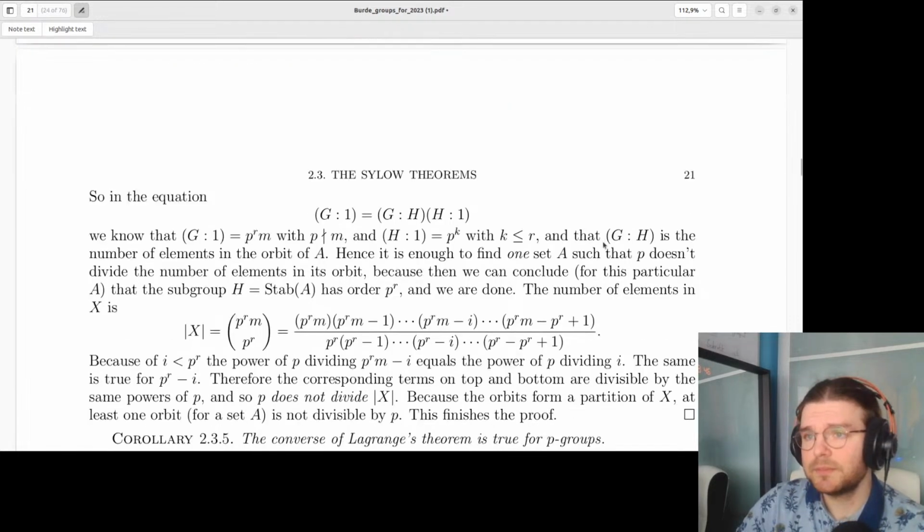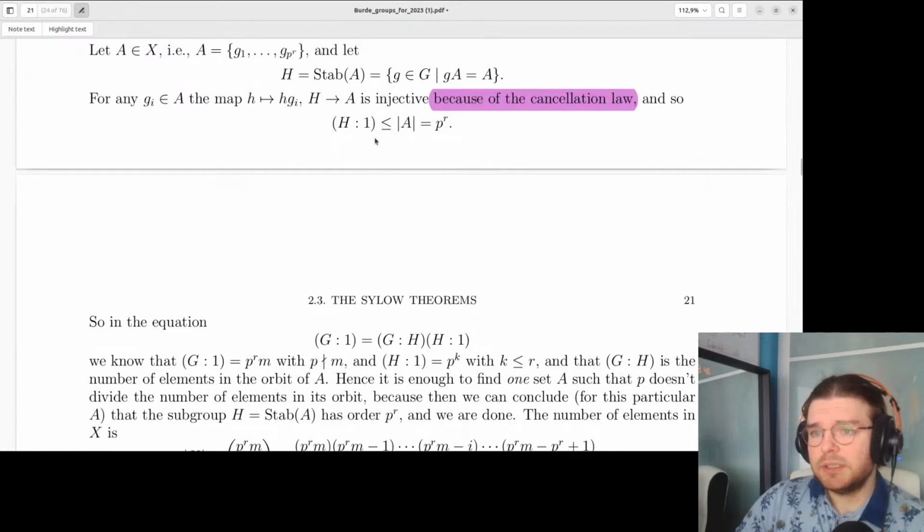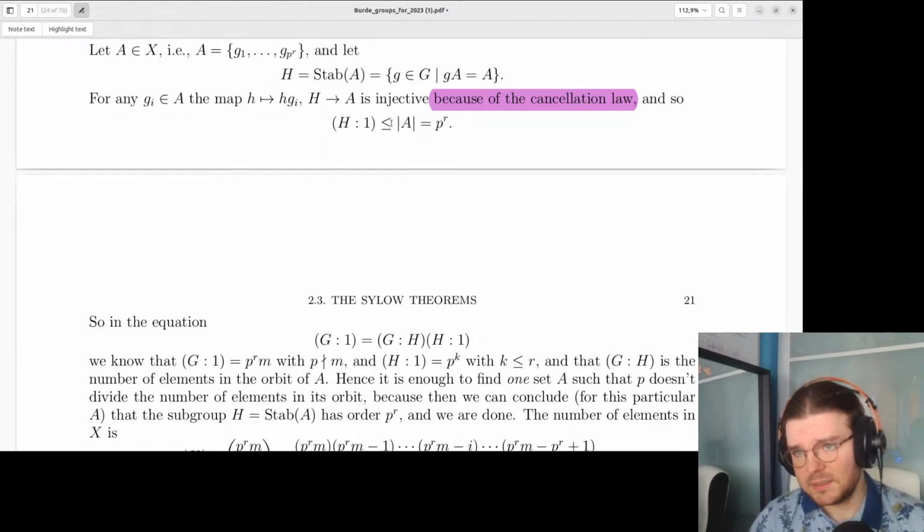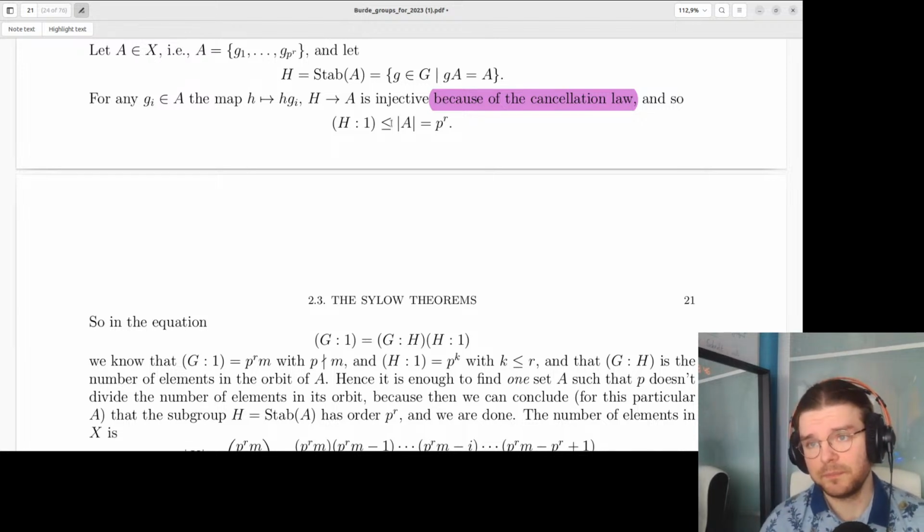And so the size of H is less than or equal to the order of A, or the size of A, which is p to the r.